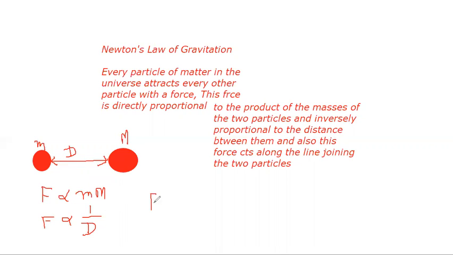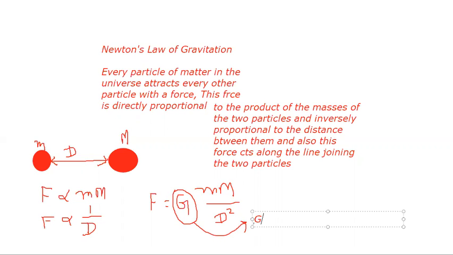So we can write F is equal to a constant, which is known as capital G, small m, capital M by d square. Now, this is Newton's law of gravitation, and this constant is known as the gravitational constant.